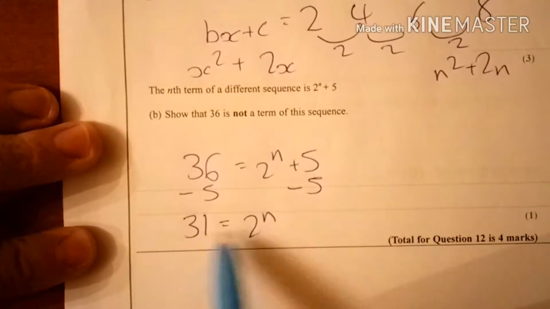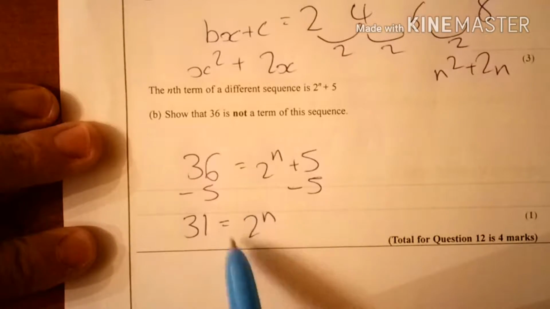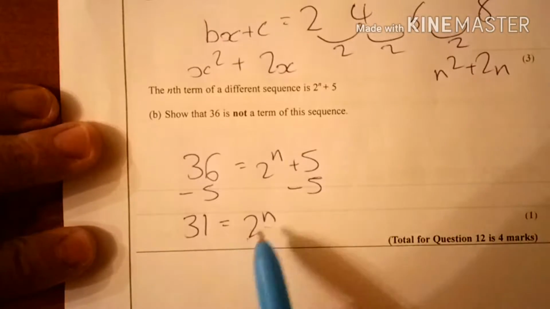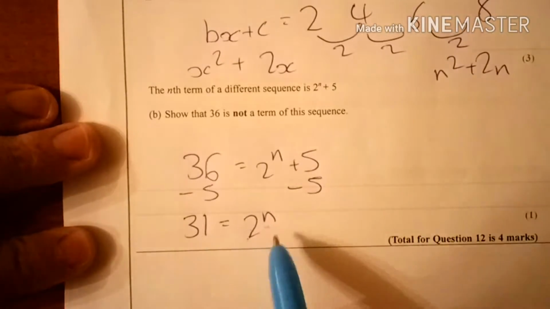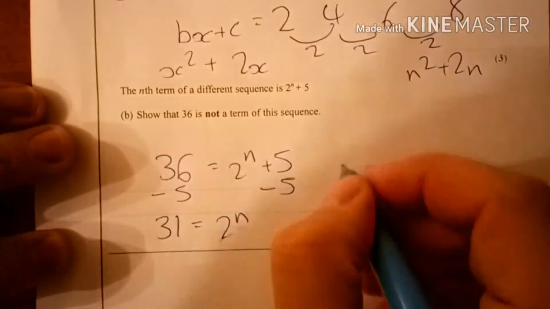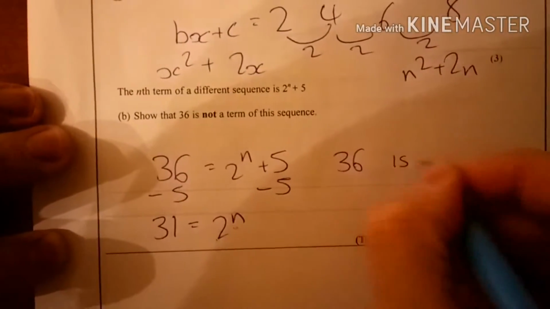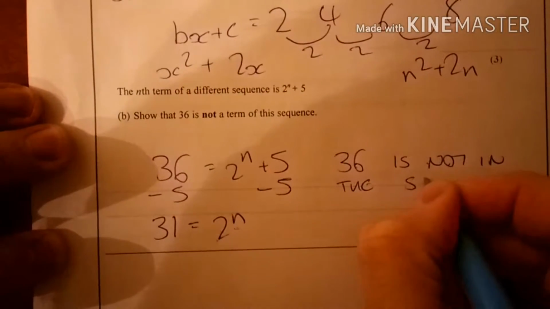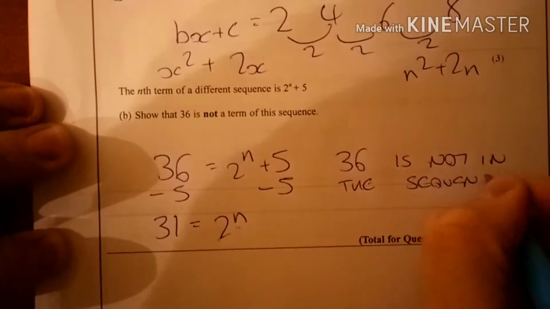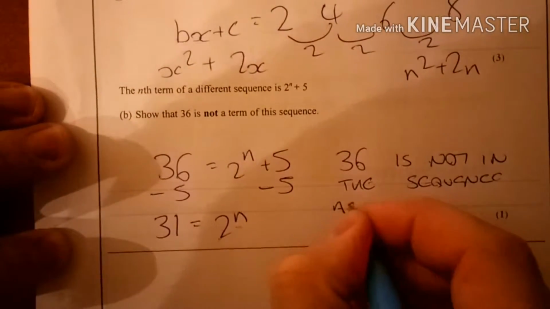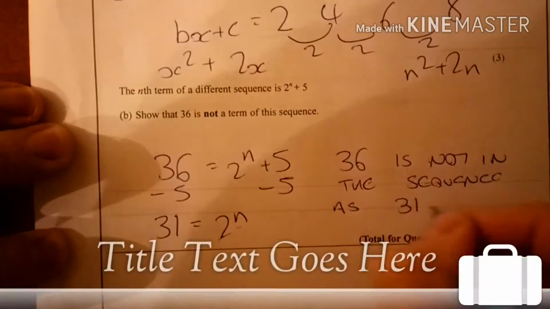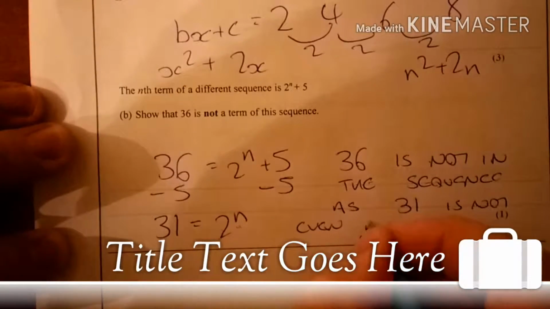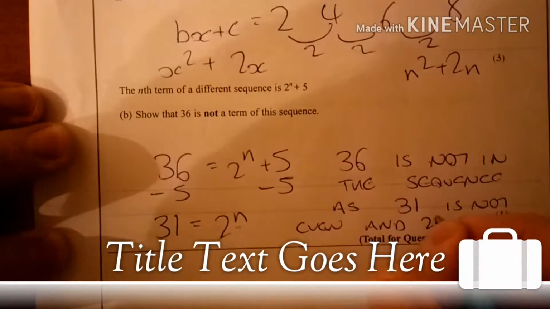Now this is a little bit confusing because we don't really have the knowledge at GCSE to solve this. But what we do know is that 2 times something is going to be even. So you can say 36 is not in the sequence, as 31 is not even, and 2n is.